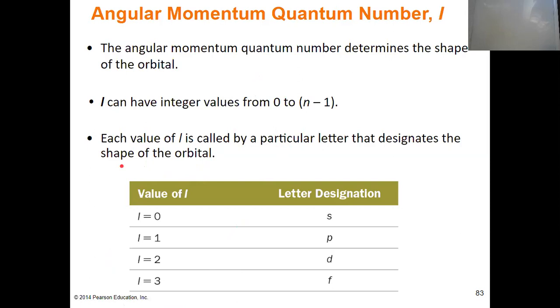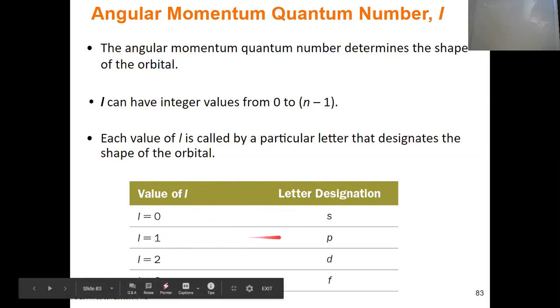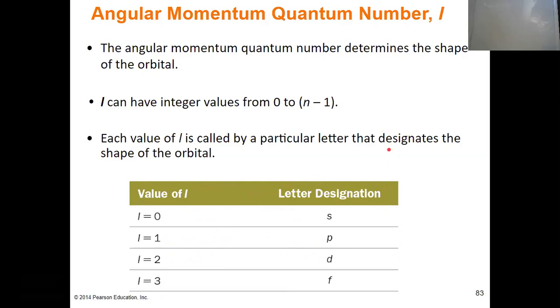These L values correspond to letters, right? Now we've heard about s orbitals and p orbitals. So these L values correspond to a particular letter, which represents a sublevel. If you have an L value of 0, you have an S sublevel. If you have an L value of 1, you have a P sublevel. An L value of 2, you have a D sublevel, etc. You should be familiar with S, P, D, and F, right? You don't have to memorize the letter designations of anything else.